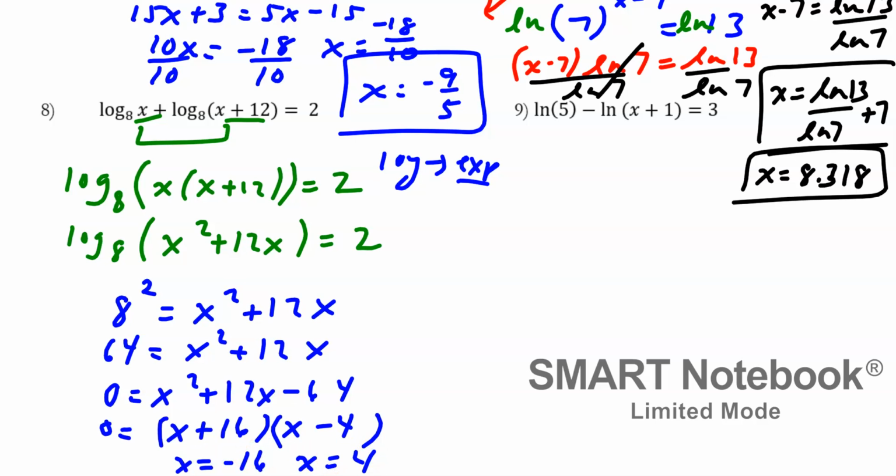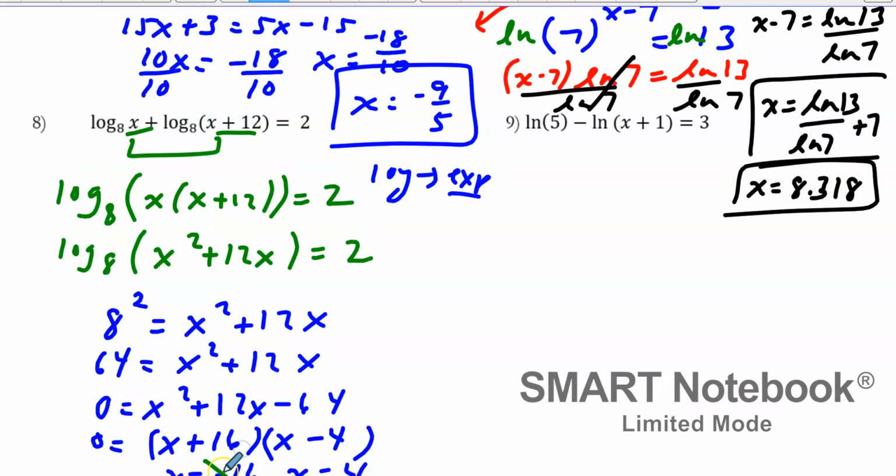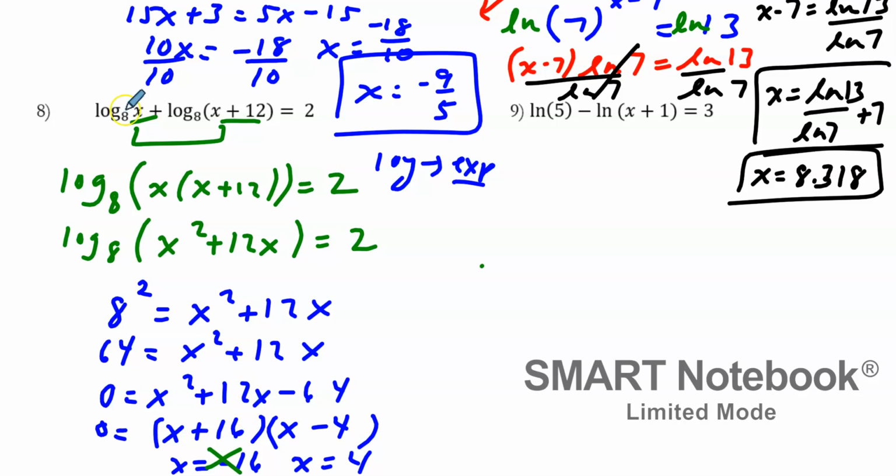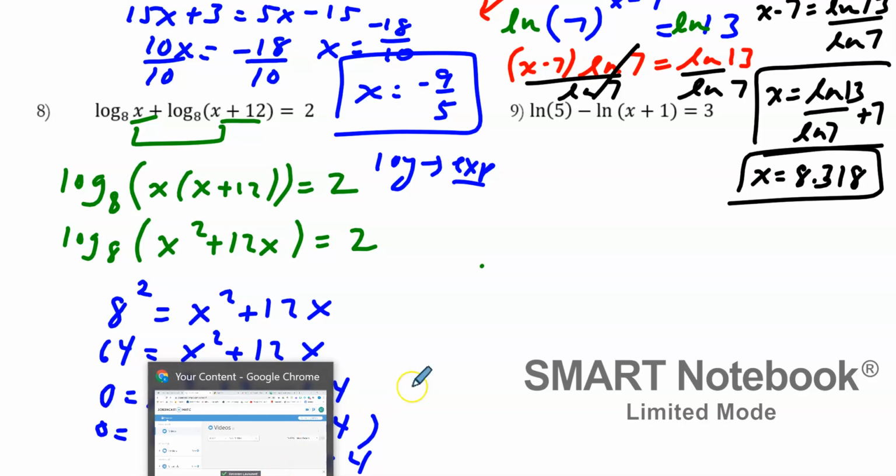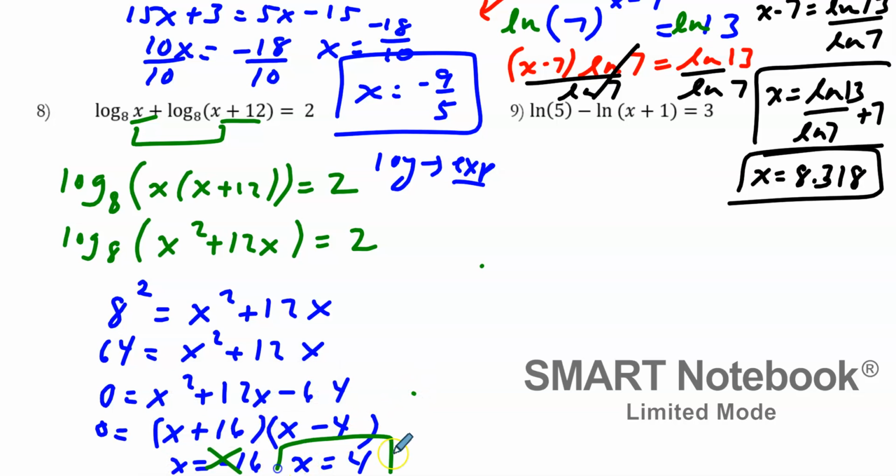However, as we've discussed, the x values cannot be negative, because if I plug negative 16 back into the original, you have log base 8 of negative 16 and log base 8 of negative 4, and we cannot have negative values in our domain. So the only answer is just going to be x equals 4. And if you take 4 and plug it back into the original equation, both sides should equal 2.